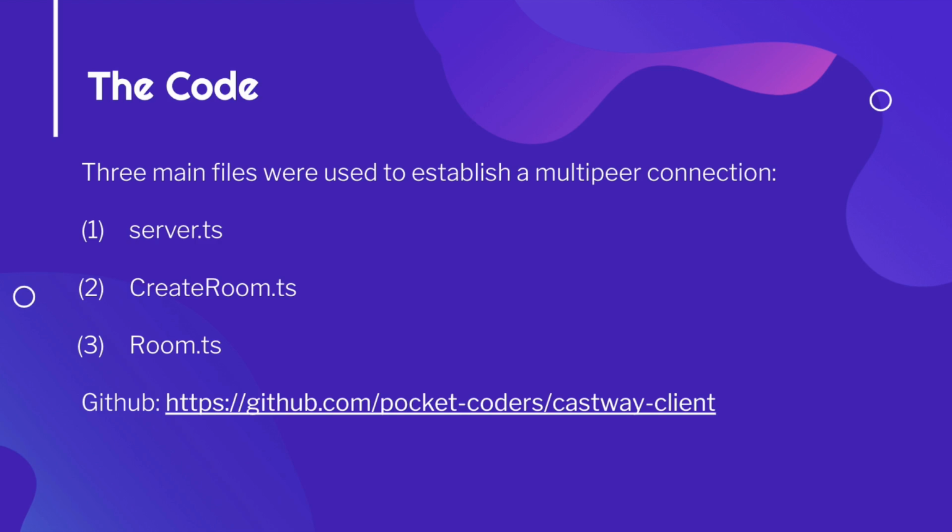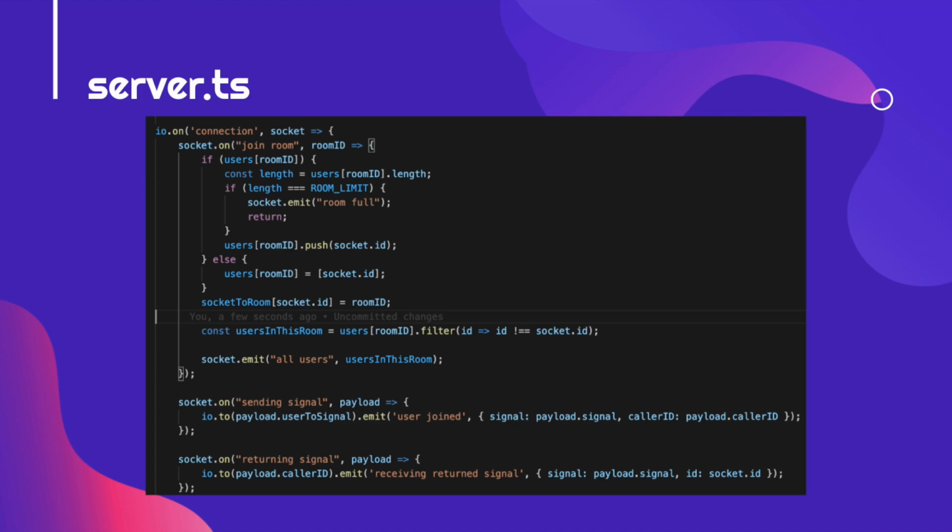Three main files were needed to establish the multi-peer connection: a server.ts file which contained the signaling server, a CreateRoom.ts file which created the secret link, and a Room.ts file which handled connecting user audio and video streams via the mesh network. The server file holds our signaling server, which as you can see handles events such as sending and returning signals when creating peer connections.